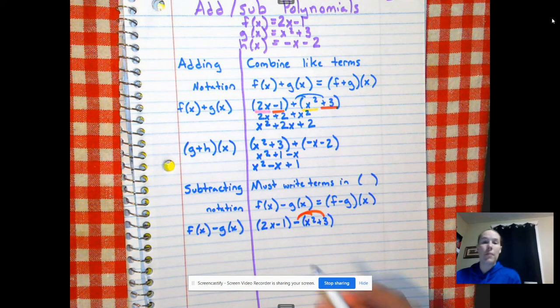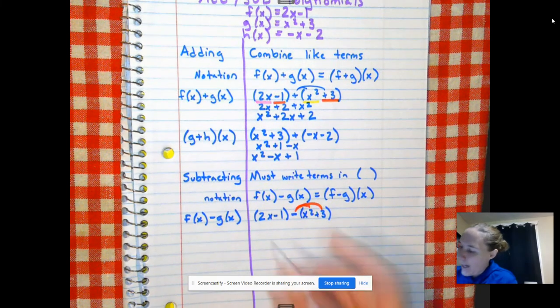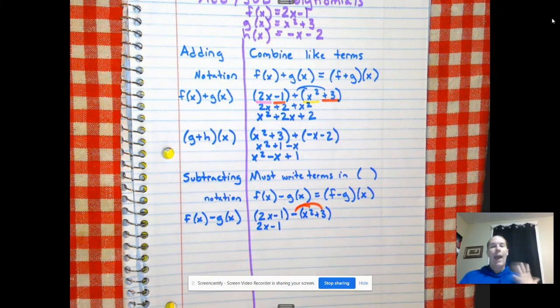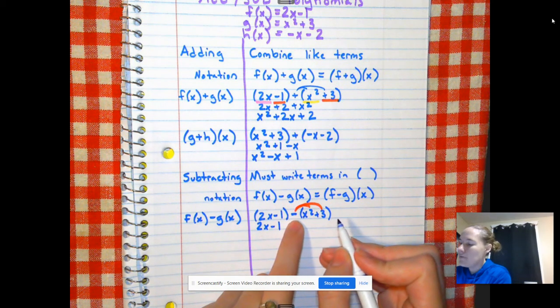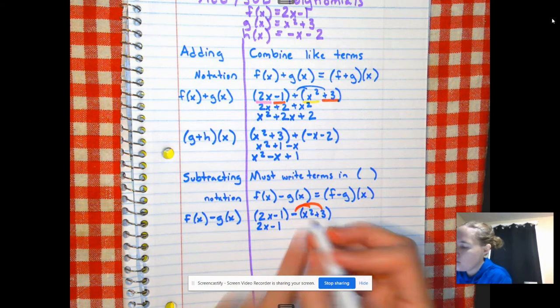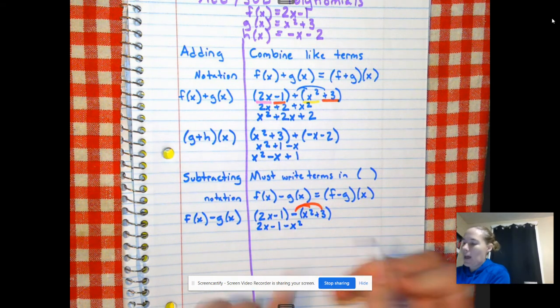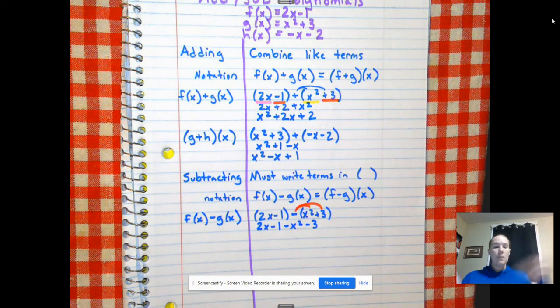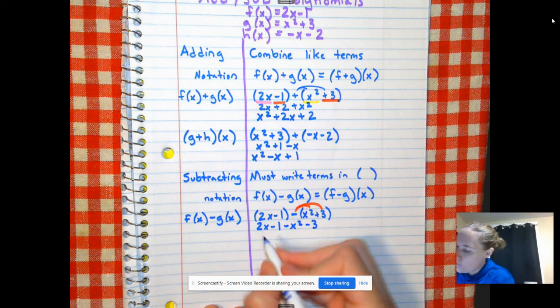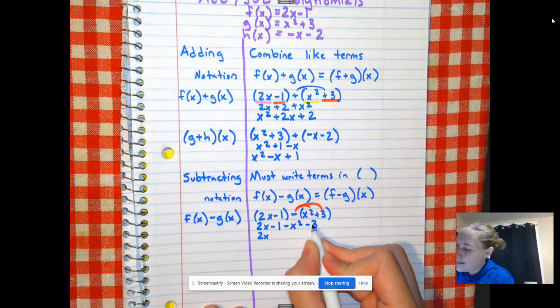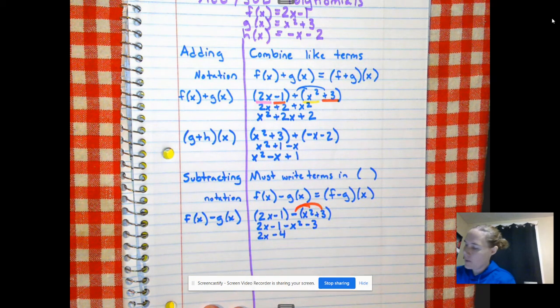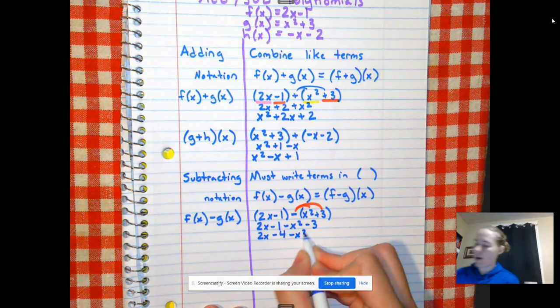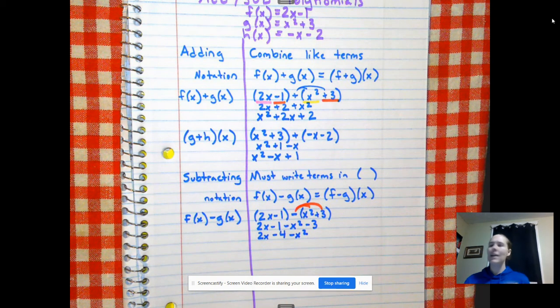So I'm going to rewrite my equation. So I have 2x minus 1, and because I already distributed the negative sign, I'm not going to write my parentheses anymore. I have negative times positive x squared, which would be negative x squared, and I have negative times positive 3, which is minus 3. Now, I combine like terms. So I have this 2x, then I have negative 1 minus 3, which gives me negative 4. Then I have this negative x squared. But wait, I'm not done.